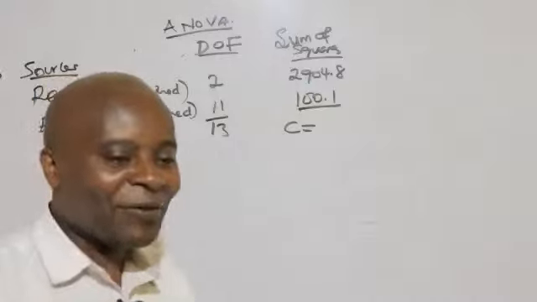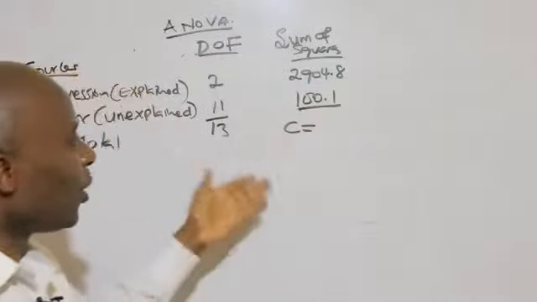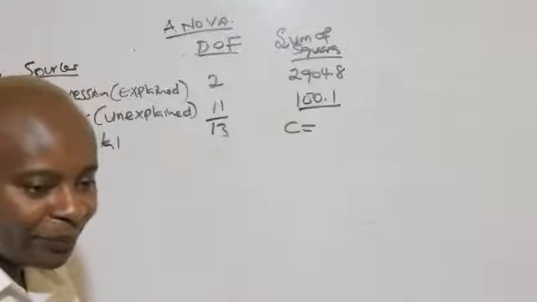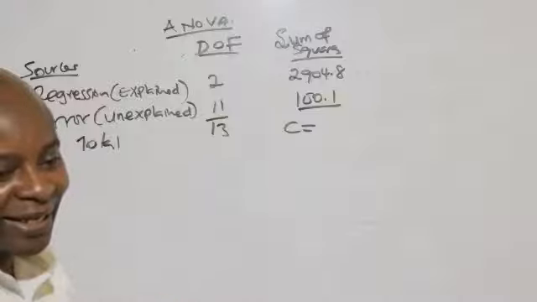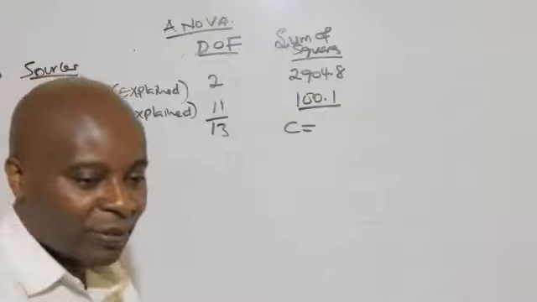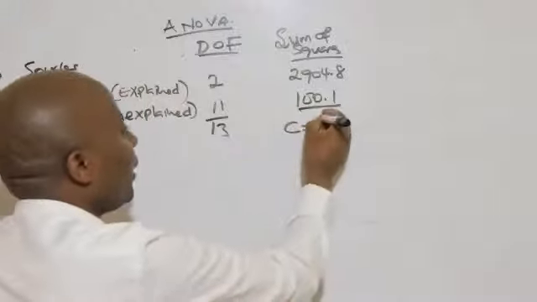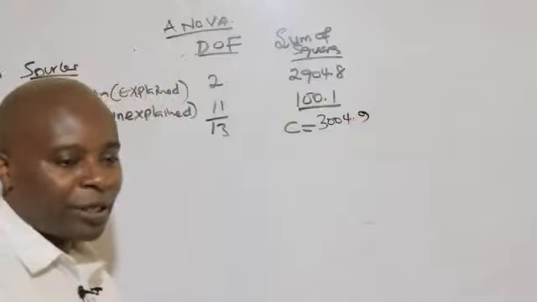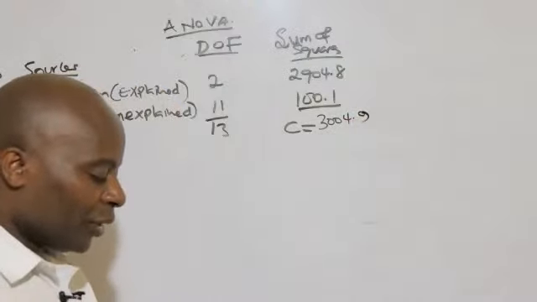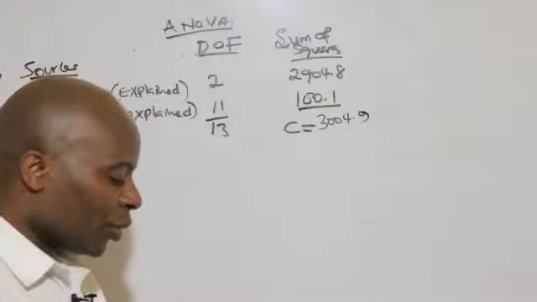Can somebody add for us there? Give us the total of these 2. What do we have? So somebody called John gives us 3004.9. Now, ladies and gentlemen, after that, of course, I will go to the next thing.